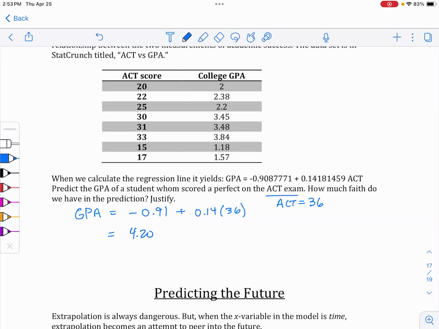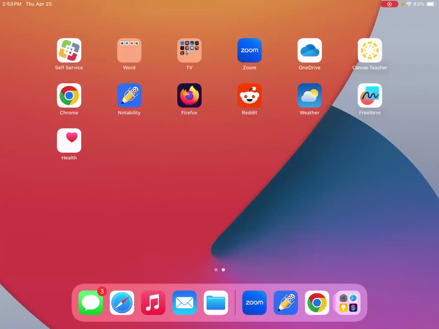Now, here's the problem. In college, what is the maximum GPA you can get? 4.0. You cannot have a GPA over 4.0. That's why they say, oh, 4.0, that's the best you can do. So the question is, okay, this is super weird. Basically, it says the calculation didn't work. Here's why.